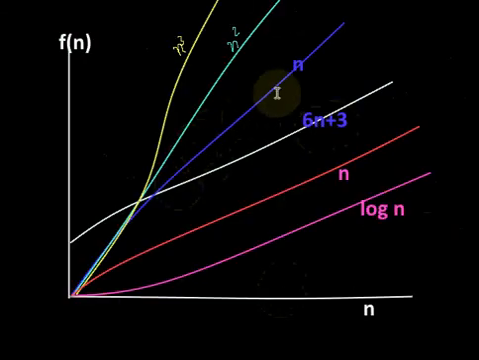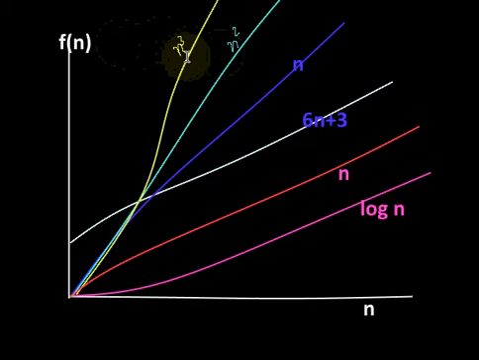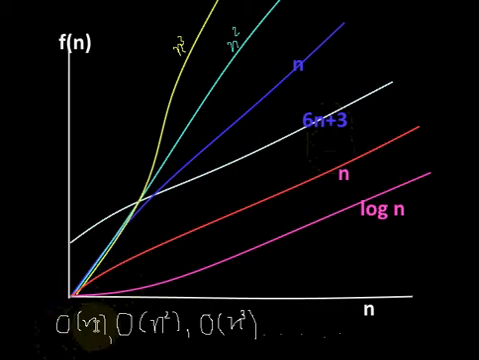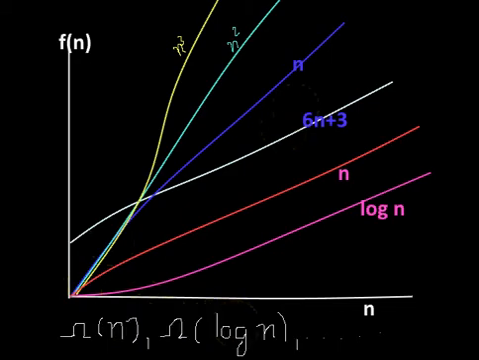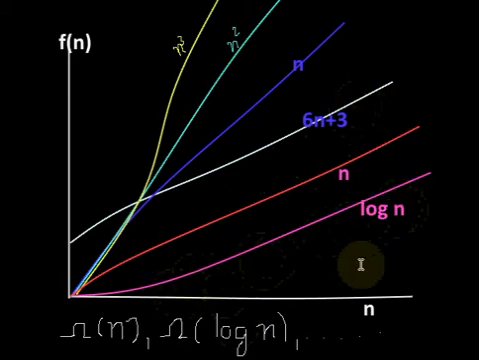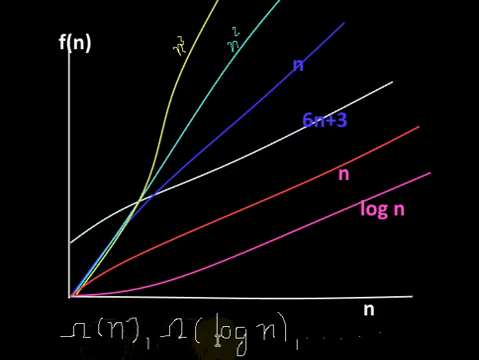Thus, we have seen that if n is acting as an upper bound for this function, any higher function, n log n, n square, n cube, n to the power 4, all these higher functions can act as an upper bound for the same function. That is, if big O of n exists, then big O of n log n exists, big O of n square exists, big O of n cube exists, and so on. Similarly, if n is acting as a lower bound for this function, any lower function, that is log n, log of log n, all can act as a lower bound for the same function. That is, if big omega of n exists, then big omega of log n exists, big omega of log log n exists, and so on.